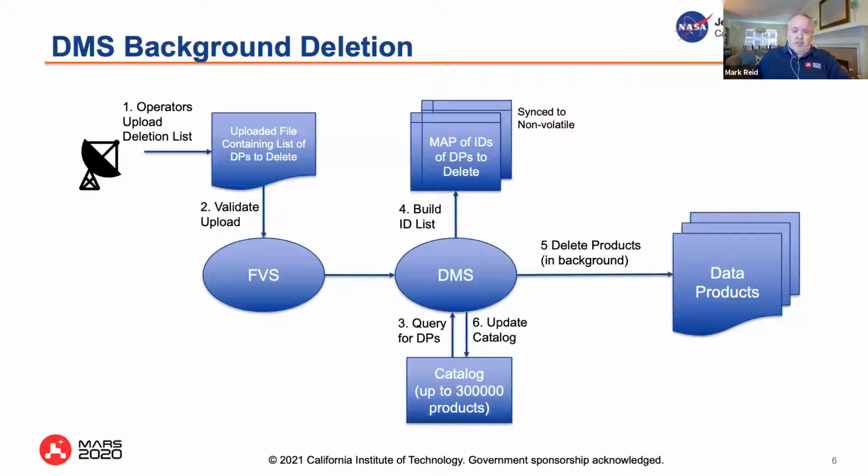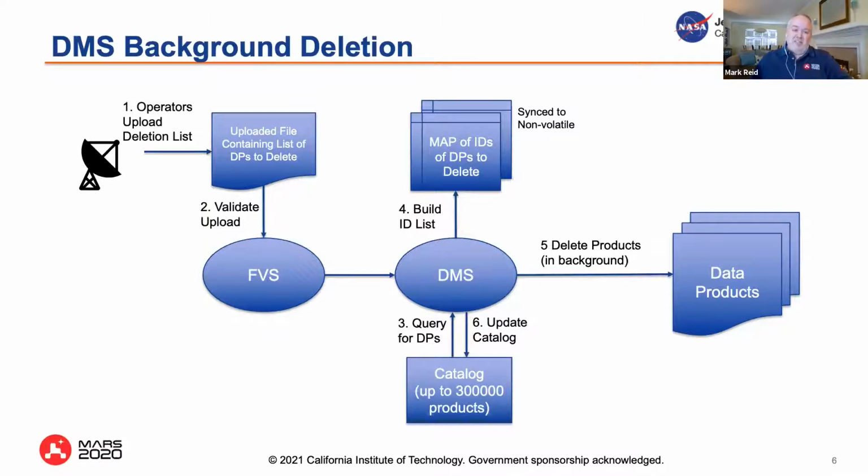So here's how that background deletion works. Once the operators on the ground have created that deletion list, in the past it would be a sequence on Curiosity, but in Perseverance it's a file they upload that contains the list of DPs to be deleted. It goes through FVS, our file validation or file verification system, which ensures that the list is valid. Basically, it has a valid list of app IDs for data products, and we identify our data products using CCSDS app IDs. It has valid time spans. We're not asking to delete invalid data products or products in the future or anything weird like that.